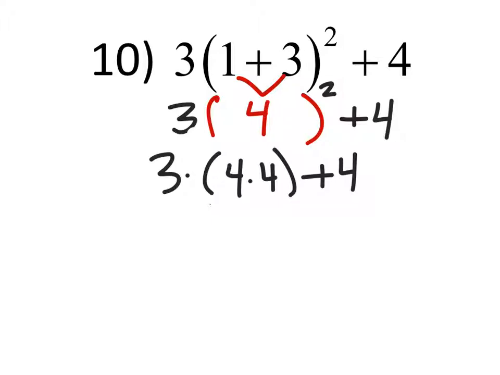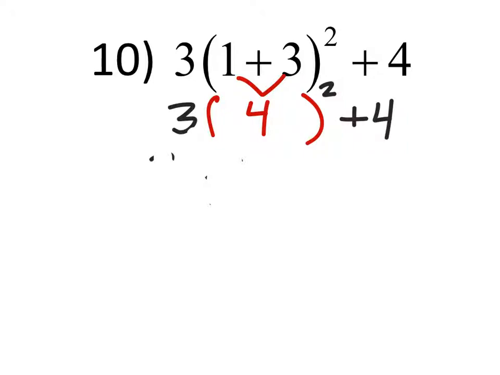So, let's look at that. That 4 squared, let's get rid of this garbage. 4 times 4 is 16, which gets rid of that squared part of it, right? So I got 3 times 16, I'm just going to use the multiply, and then plus 4.